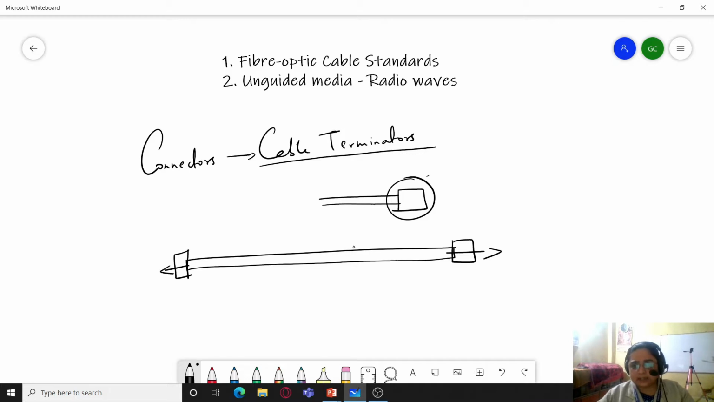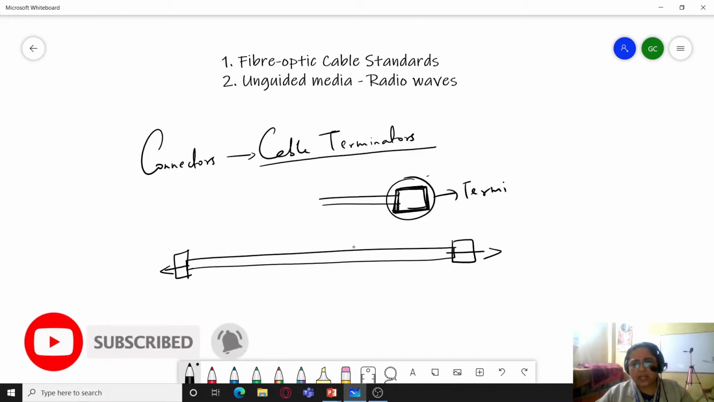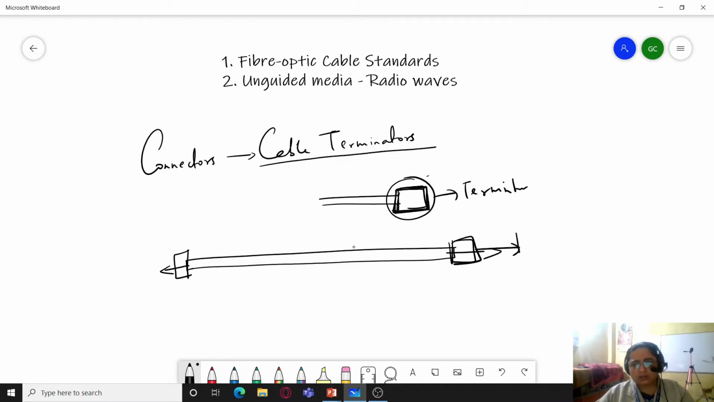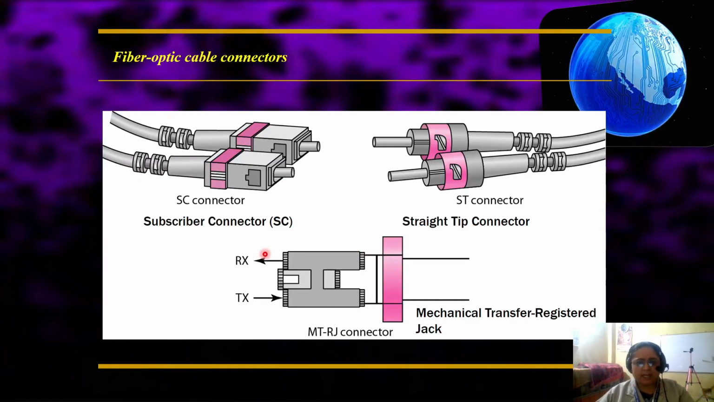Sometimes they are terminators, that is when we don't need to attach this end to any other cable or any other plug or any other device or any port, then we need to stop the leak of the signal, so we use a terminator. And sometimes we need to attach this end to some other cable or to a port in a device, or we also need to insert it into any other medium. So for that purpose we need what? Cable connectors. So we have three types of connectors here.